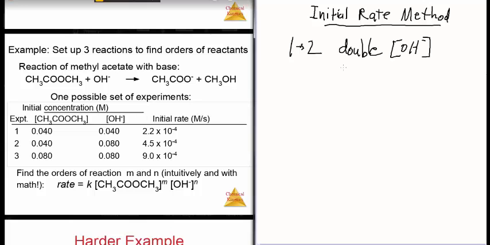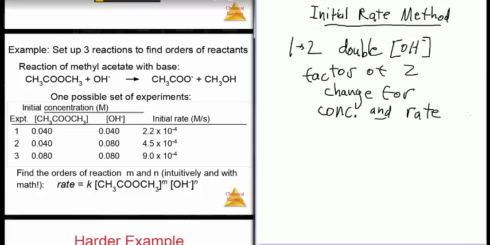And what does that do to the rate? It goes from 2.2 times 10 to the fourth to 4.5 times 10 to the fourth. Now that's not exactly doubling it, but it's close enough to just say, yeah, that's pretty much doubled. So we change the concentration of hydroxide by some factor, and it changes the initial rate by the same factor. And that factor is the factor of 2, since it gets doubled. So the fact that we see the same factor of change for the concentration and the rate means that this is a first order reactant.